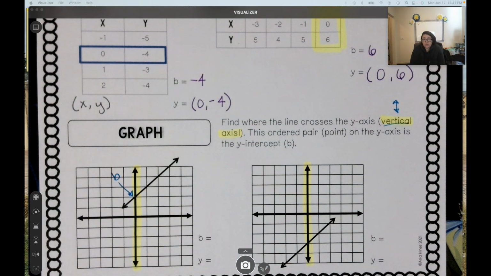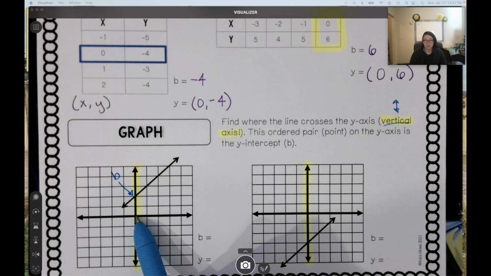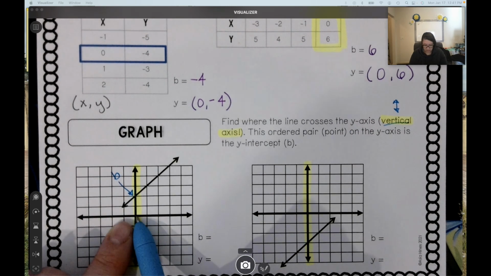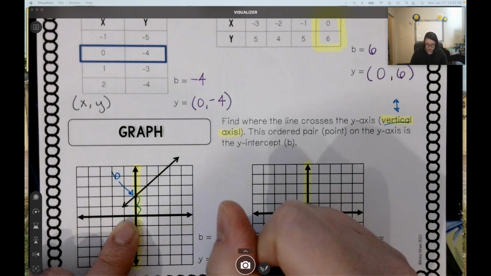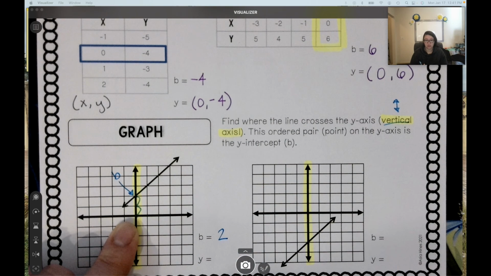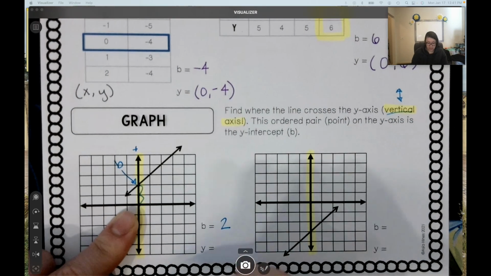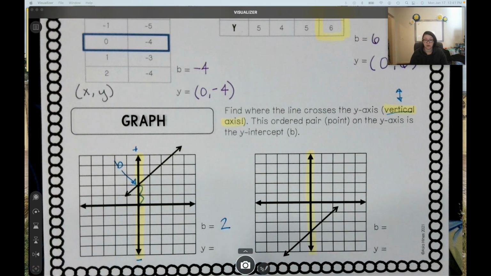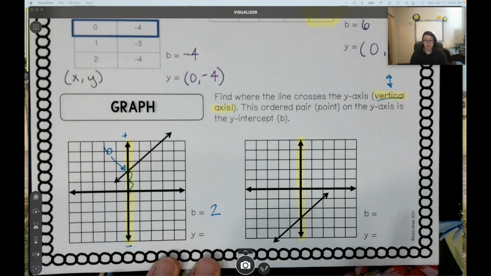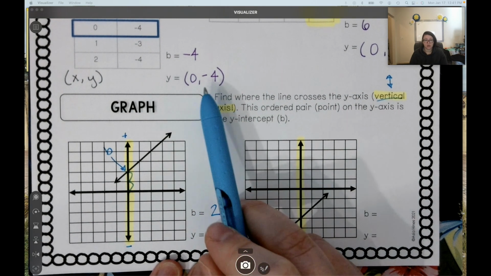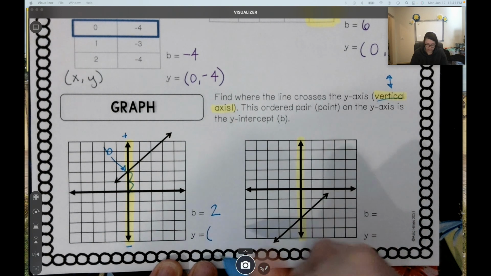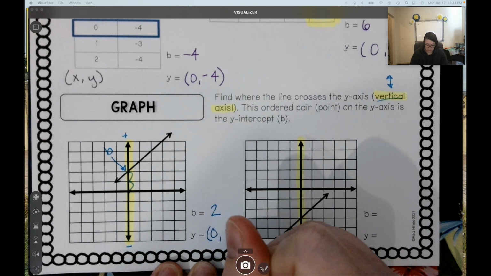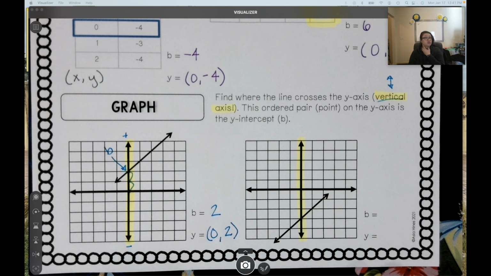So now we need to count. What number is that? We always want to count from the origin, this point in the middle of my graph. And if I count, I go up 1, 2 spaces. So my b is going to be a positive 2 because we went up. If we go up, that's positive. If we go down, that's negative when we're counting for our b. So now our coordinate for that point would be x is 0, 2, because I just go straight up 2.